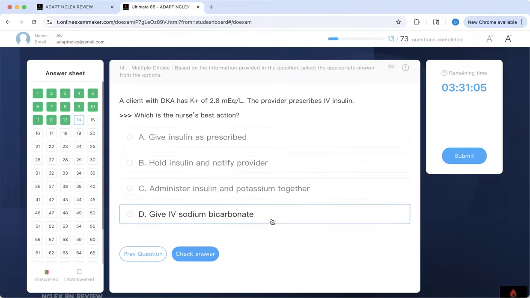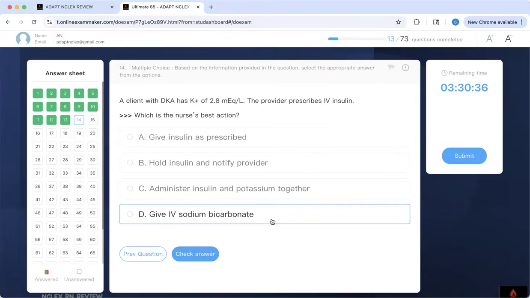A client with DKA has a potassium of 2.8. The provider prescribed IV insulin. What is the next best action? Give the insulin as prescribed, hold the insulin and notify the provider, administer the insulin and potassium together, or give IV sodium bicarbonate. What do you think? Focus on the keyword. Focus on the potassium. Potassium is low, and I give you insulin. What would you do? That's the concept.